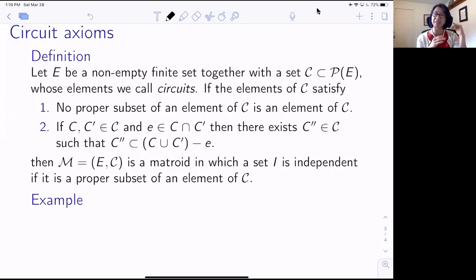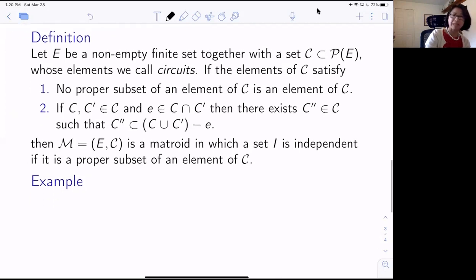We've seen this in all of our definitions so far. There's independence, bases. There were always 2 axioms, and the second one was a little more complicated. So here, if we have 2 circuits and they share an element e, what I can do is look at the union of the 2 circuits, take out the shared element, and that has to contain a circuit. That's what this is saying here. So if you have this set of circuits and they satisfy these 2 properties, then I claim that E together with C is a matroid where the independent sets of this matroid are any proper subsets of elements of C, because the elements of C are dependent and minimally dependent. So any proper subset has to be independent.